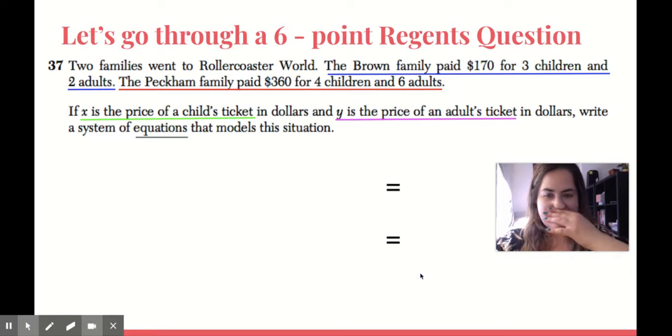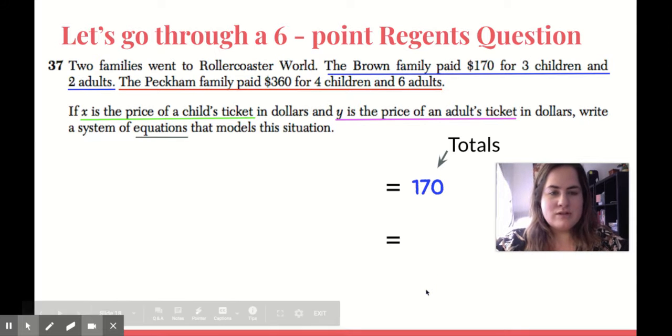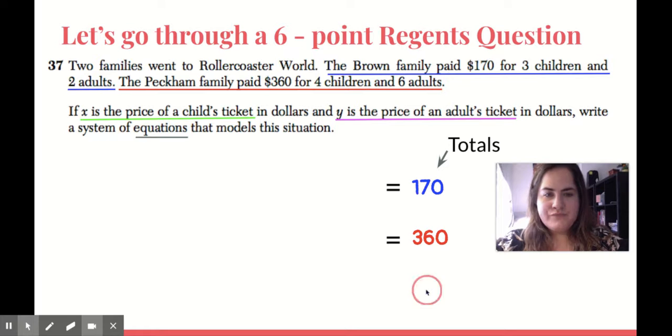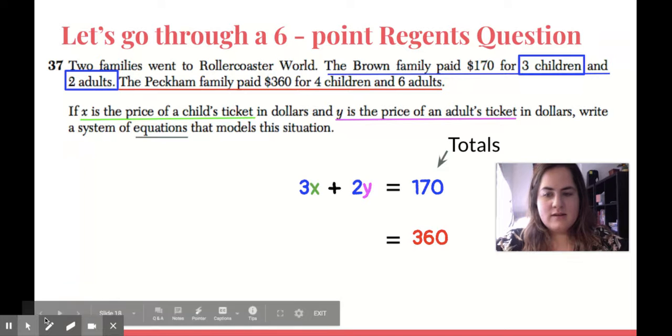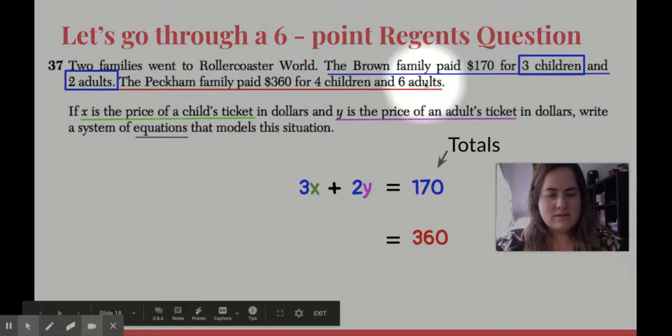So we need two equal signs, one for the Brown family, one for the Peckham family. Our first total was 170. Our second total was 360. For the Brown family, 3 children. 3 children is 3x. 2 adults is 2y. What would be the expression for the Peckham family, considering there's 4 children and 6 adults?